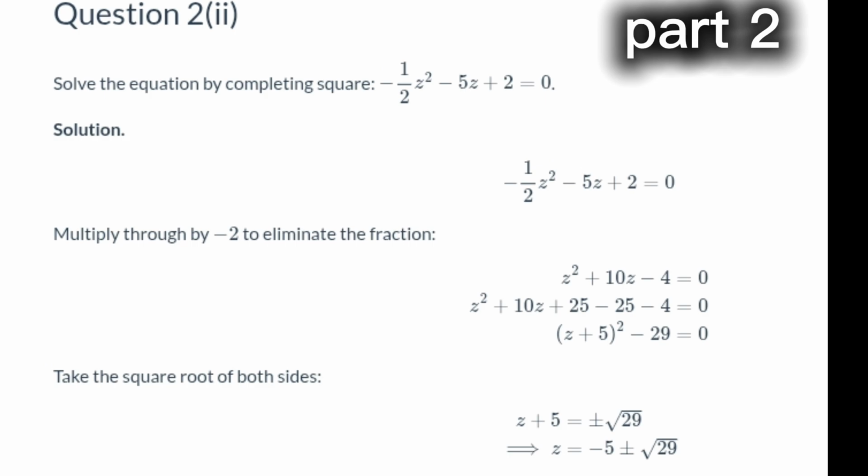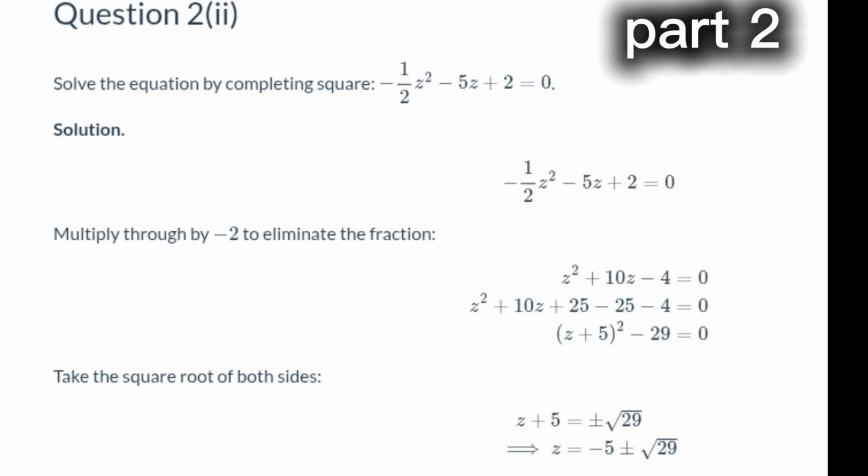Clear fraction. Multiply the entire equation by 2 to clear the fraction and make the leading coefficient positive. z^2 + 10z = 0. Isolate. Move the constant. z^2 + 10z = 4. Complete the square. Take half of 10, which is 5, square it, which is 25, and add it to both sides. z^2 + 10z + 25 = 4 + 25.